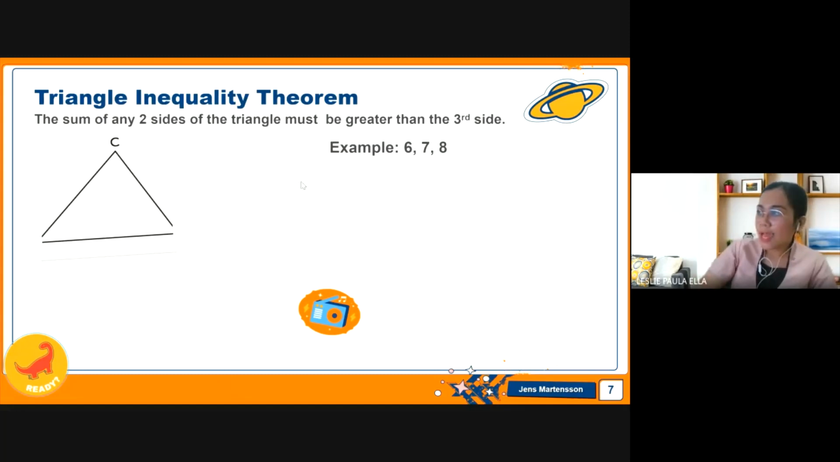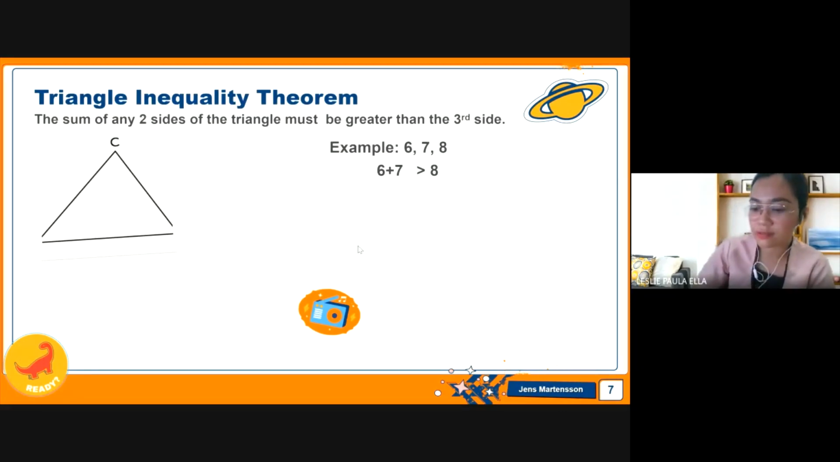For example, we have here the sides of the triangle 6, 7, and 8. So this is the value of the sides of the triangle. And it says here in the statement that the sum of any two sides must be greater than the third side. Okay, so let us add. What if we have here as the two sides the values 6 and 7, for example. So the first two sides are 6 and 7, and if added to each other, the value is greater than 8, which is the third side. So this satisfies the equation.